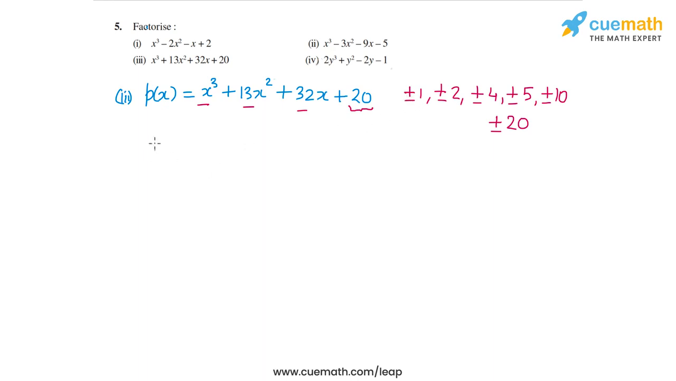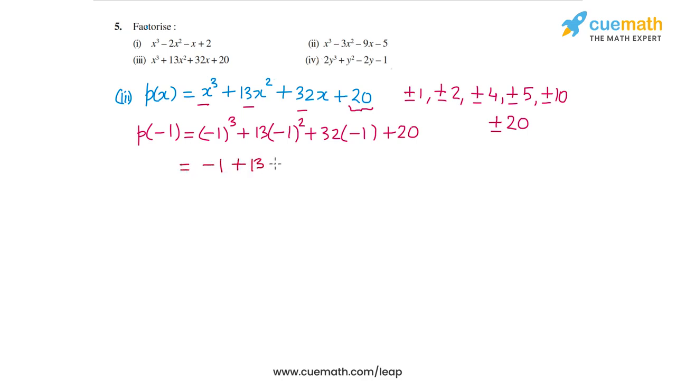So let's start with minus 1 first. So let's find out p of minus 1. So p of minus 1 will be equal to minus 1 cube plus 13 times minus 1 square plus 32 times minus 1 plus 20. So what is this equal to? So we have minus 1 plus 13 minus 32 plus 20. So this is equal to 0. So that's great. It's our luck that the first substitution we tried led to 0, which means that x plus 1 is a factor of p(x).